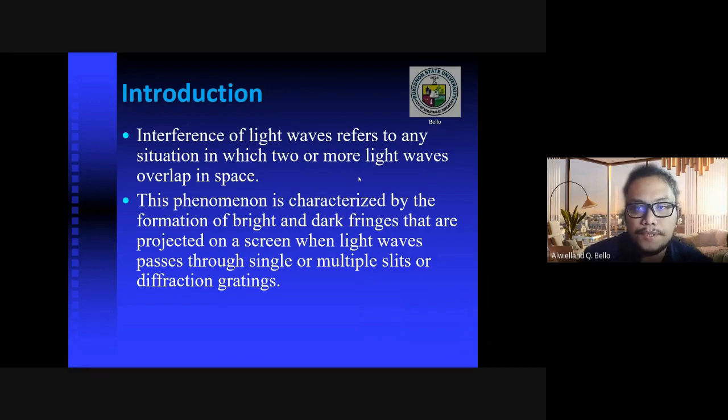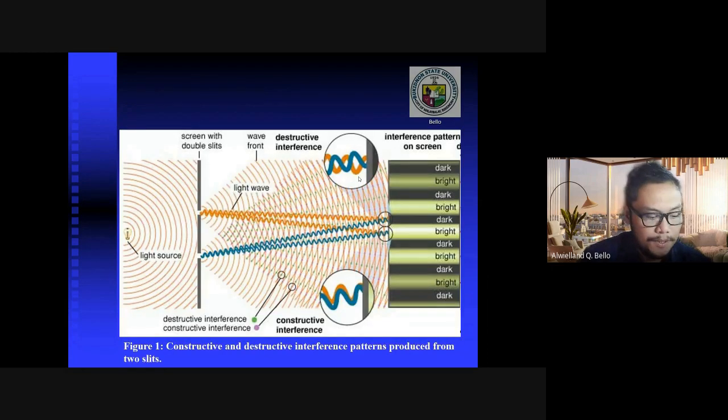Interference of light waves refers to any situation in which two or more light waves overlap in space. This phenomenon is characterized by the formation of bright and dark fringes that are projected on a screen when light waves pass through single or multiple slits, or what we call diffraction gratings. This is the illustration as depicted in Figure 1. When there is destructive interference, dark fringes will occur, while for constructive interference, we will observe bright fringes on the screen.